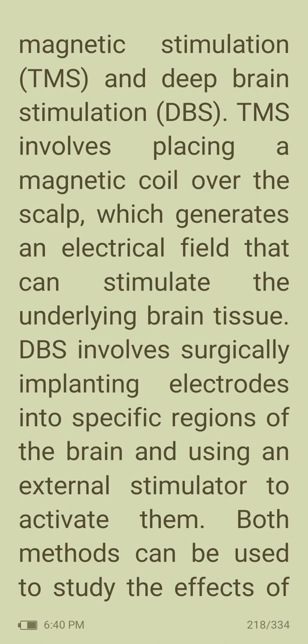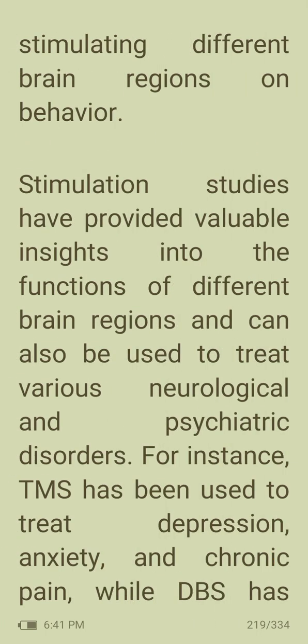Transcranial magnetic stimulation, where we apply a magnetic coil on the scalp. Next is the deep brain stimulation. Deep brain stimulation happens by surgically implanting electrodes into the specific regions of the brain and using the external stimulator to activate them. These both methods can be used to study the effects of stimulating different brain regions on behavior.